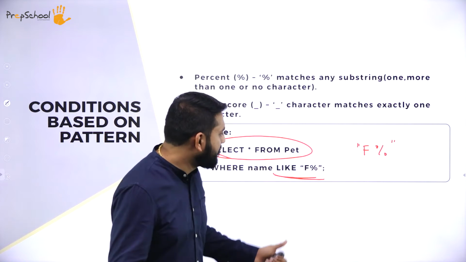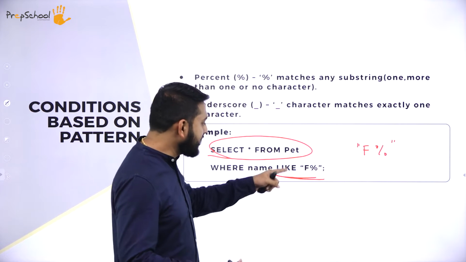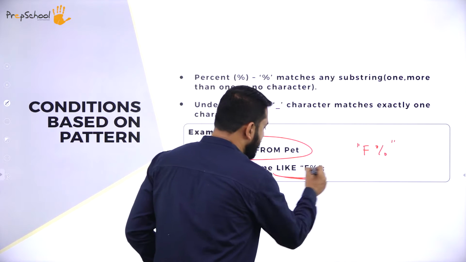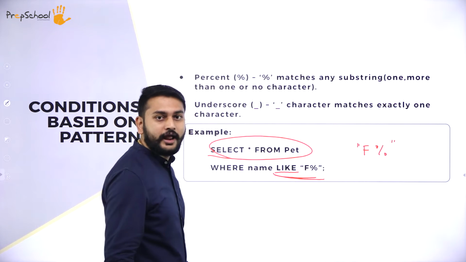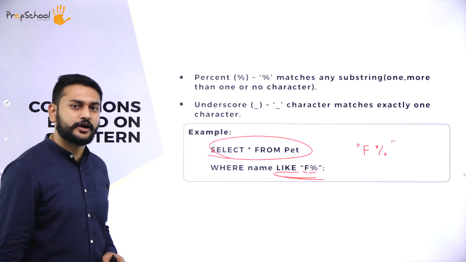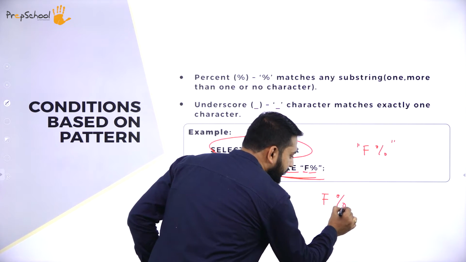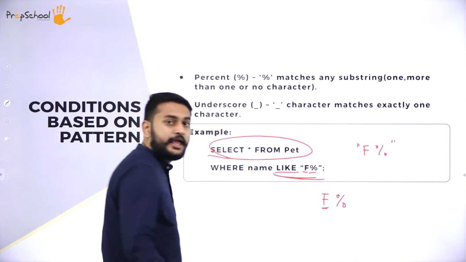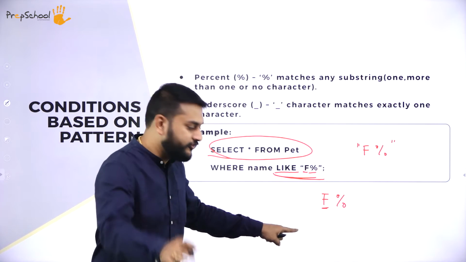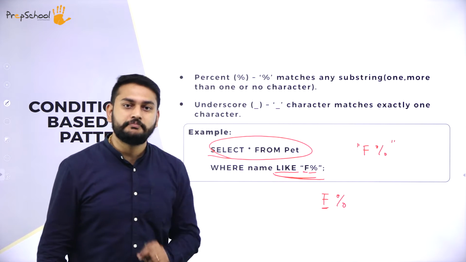Dirty minds, please come back. I just wanted to retrieve the names which start with F, right? So how do I do that? For that, I use the like keyword within quotes with F percentage. What exactly is this doing, sir? Listen carefully. If I write F percentage, the first character should be F. It will compare, the first character should be F, and after that it can be anything. That is the meaning.